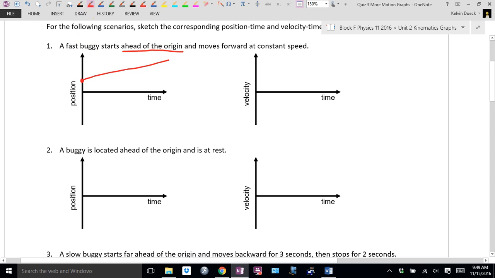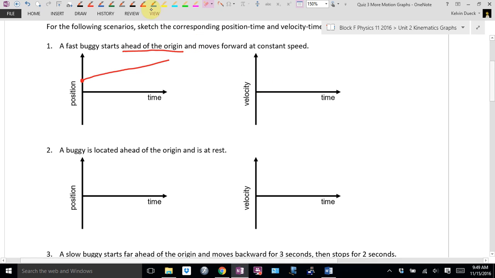Probably because it says a fast buggy, I might even go steeper. I didn't because if I went steeper, I run into the writing, and that's just yucky. But if you wanted to, I'm fine. I don't care how steep you are, Sally, but for the full mark, it has to start above 0, and it has to be a positive uphill slope.